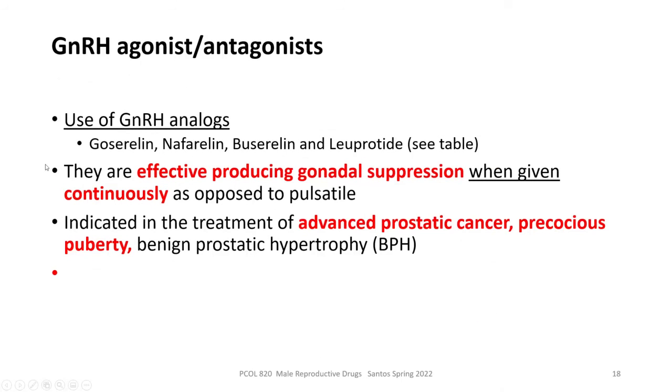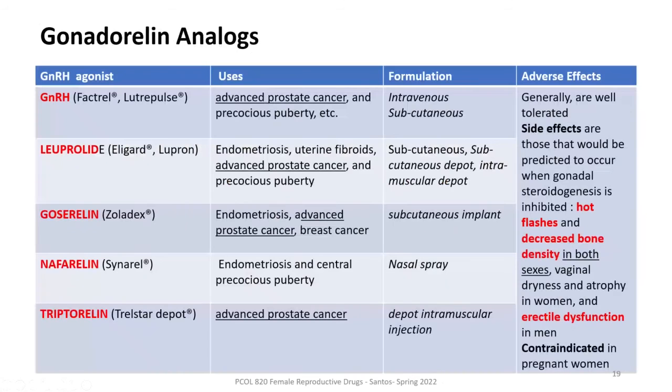So this group here we already spoke about: goserelin, nafarelin, and leuprolide. They are gonadorelin analogs, which when given continuously, as opposed to pulsatile, are effective in producing gonadal suppression. And in this case, they're going to be indicated in the treatment of advanced prostatic cancer and precocious puberty, as well as benign prostatic hypertrophy. And here the same table again for you to look at.